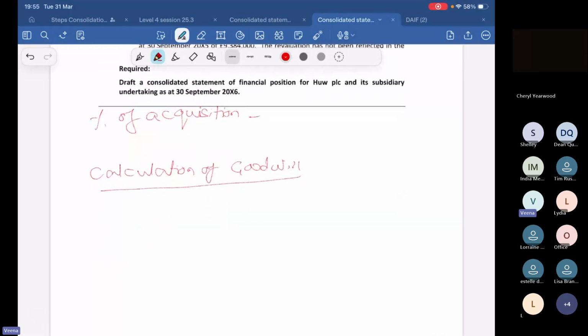So calculation of goodwill. What is included? 80%. Anything which belongs to the shareholders, but only 80% of that is what I'm going to look at first. So 80% of share capital. Which company am I looking at, guys? I am not looking at the parent company. I'm only going to look at the subsidiary company, Daniel Limited. So 80% of their share capital, 80% of their share premium.